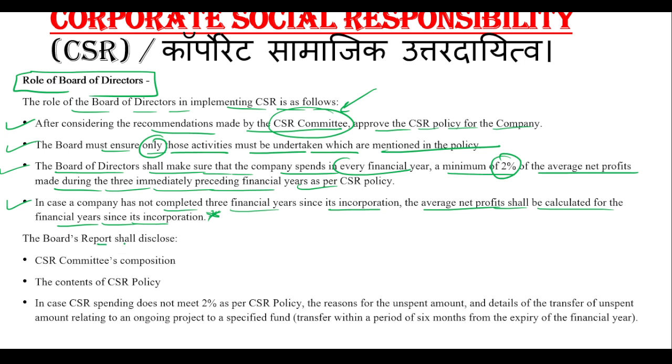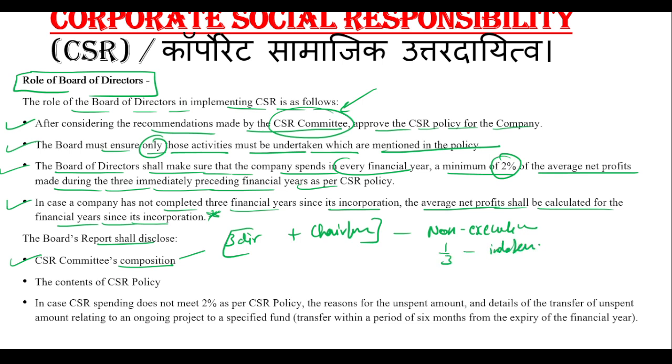The board's report shall disclose a few things. CSR committee's composition. The composition of the CSR committee is basically at least 3 directors should be there. One should be the chairperson, and they all should be non-executive directors. Remember that, non-executive directors, and out of which 1/3 should be independent directors. This is basically the composition of the CSR committee.